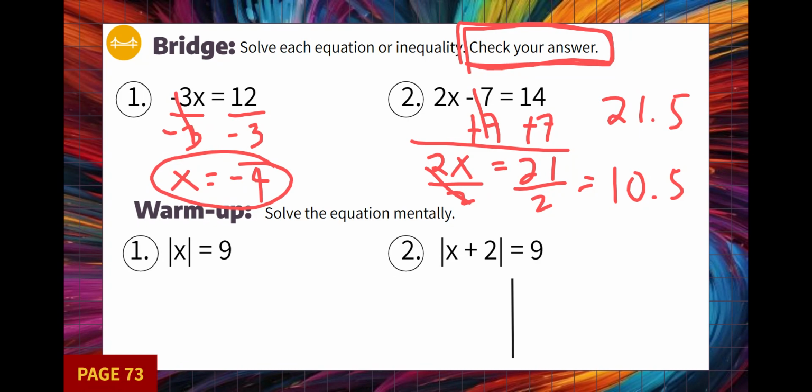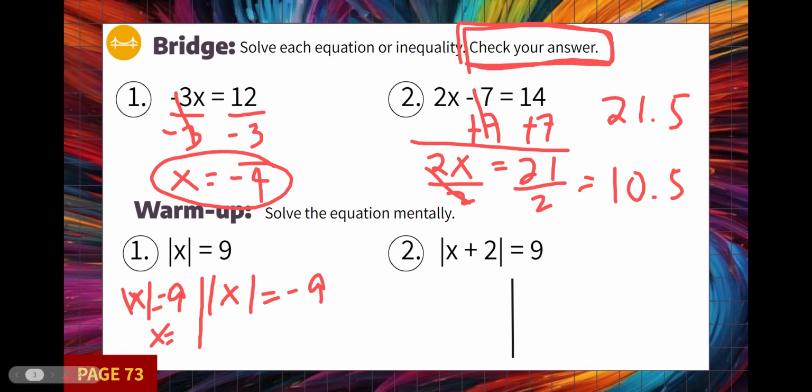For this first warm-up, this is an absolute value, meaning it can be separated: x equals 9 and x equals negative 9. So therefore x is equal to 9 and x is equal to negative 9. Same thing with the other one. You're going to separate the two. I have a PowerPoint for that.